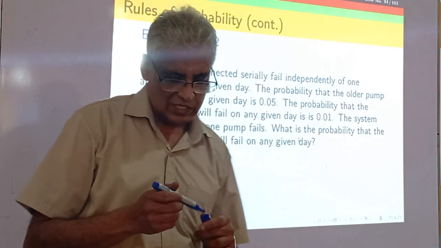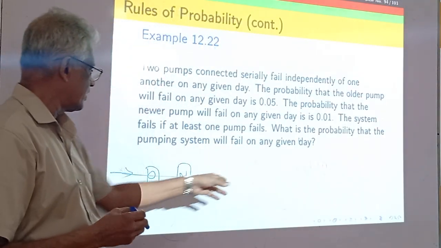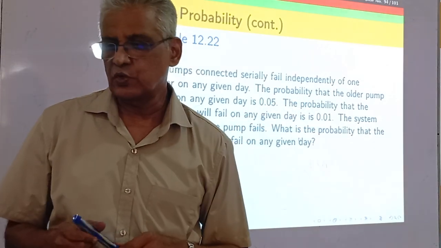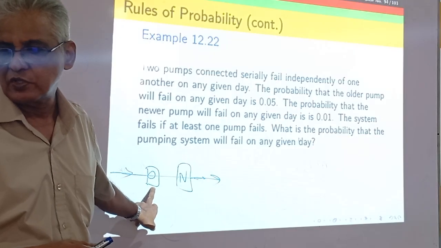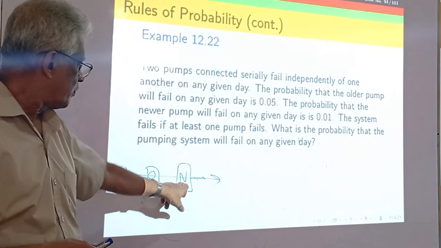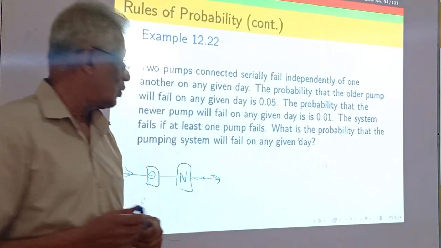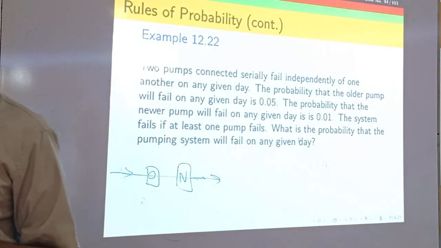So therefore, if at least one of them fails, then water doesn't go out, no? Water comes in. Right? So we know the probability that this will fail on any given day is 0.05. The probability that this one fails is 0.01. What is the probability that the system will fail on any given day?